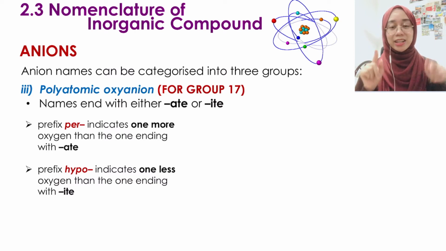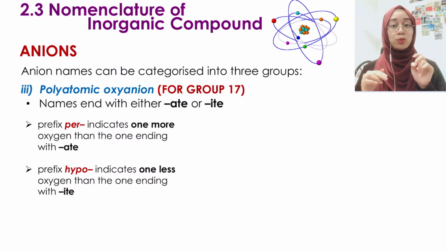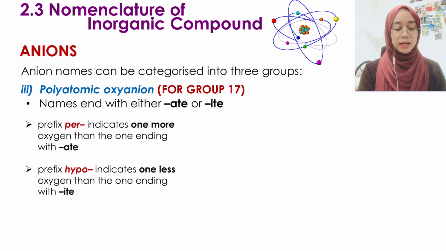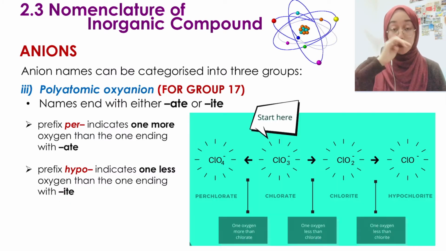Okay, kalau kita tengok relationship antara -ate dengan -ite tadi, let's say oksigen -ate dia 4, bermaksud yang -ite tu kurang 1. Okay, tapi kalau kita ada letak per pula dekat depan, bermaksud dia ada extra 1 oksigen compared to yang -ate. Kalau kita guna hypo pula ke depan, bermaksud dia kurang 1 oksigen bila kita compare dengan the one yang -ite ni. Okay, so macam ni lah kita tengok kat sini.